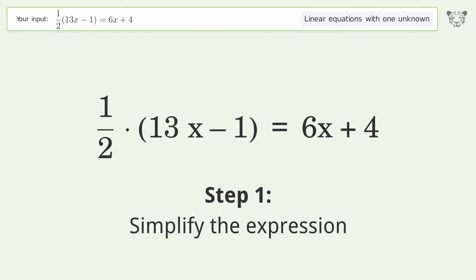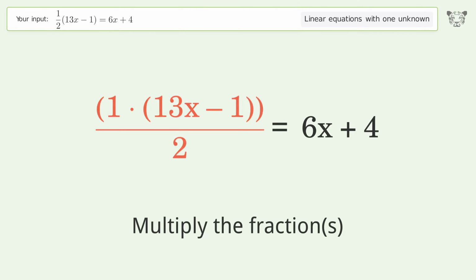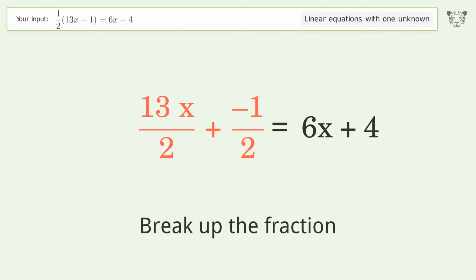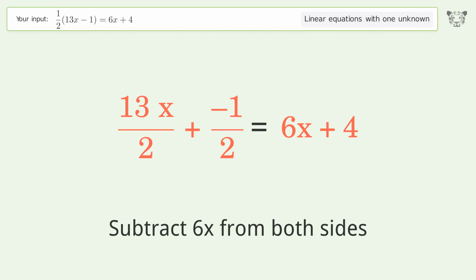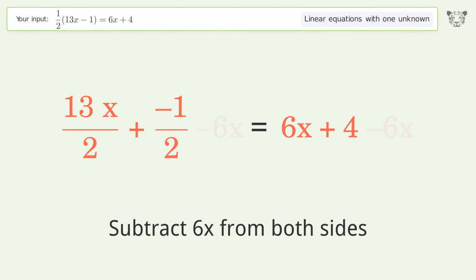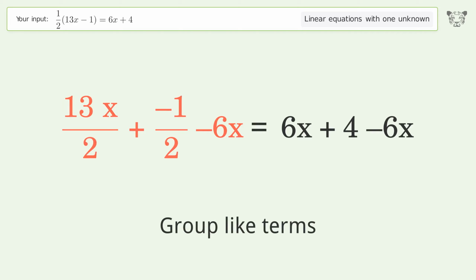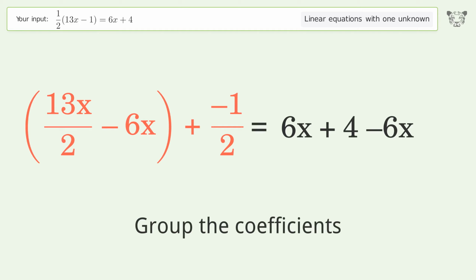Simplify the expression. Multiply the fractions. Break up the fraction. Group all x terms on the left side of the equation. Subtract 6x from both sides. Group like terms. Group the coefficients.